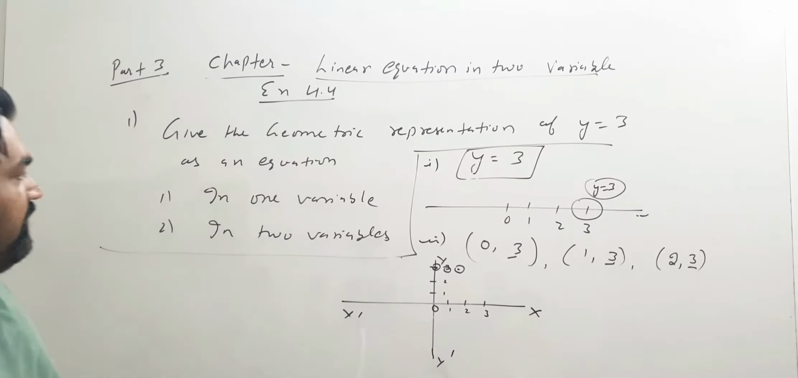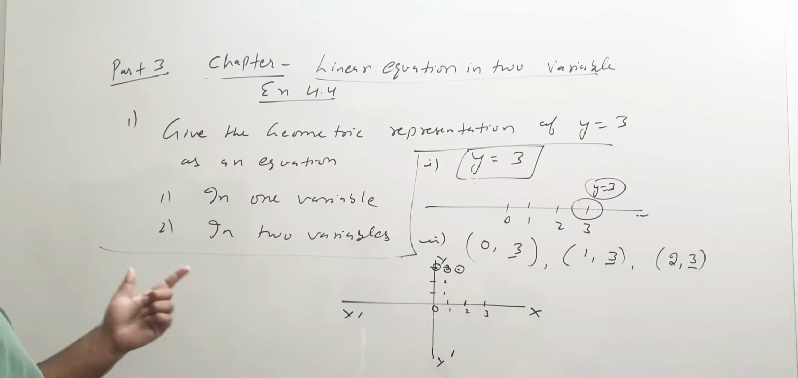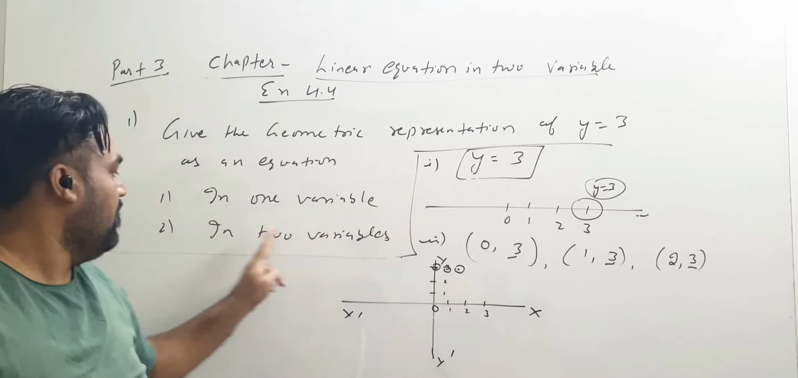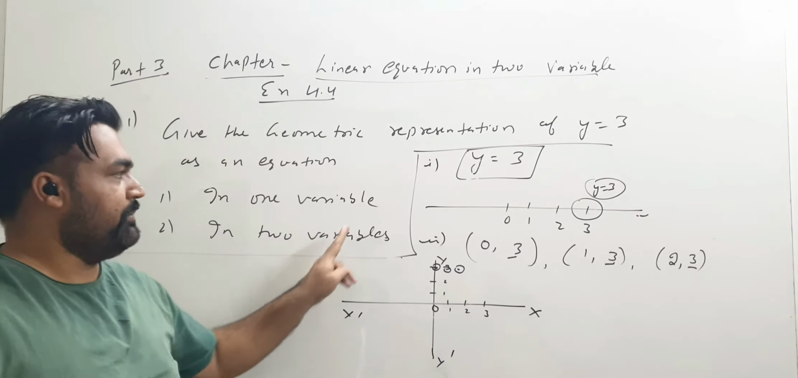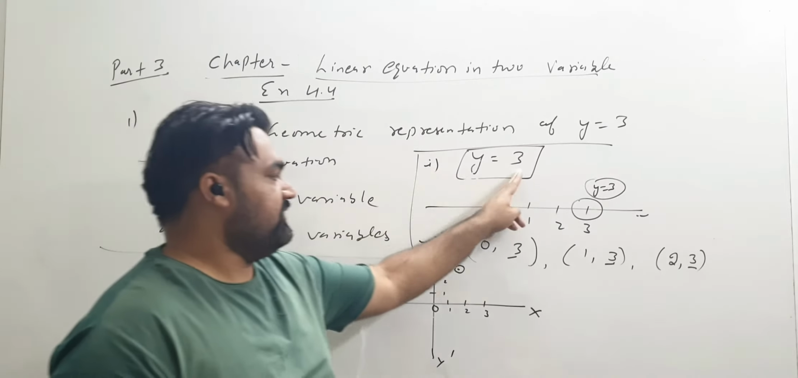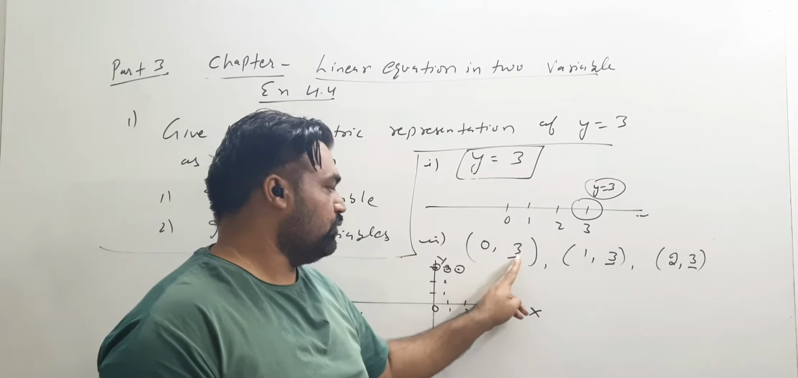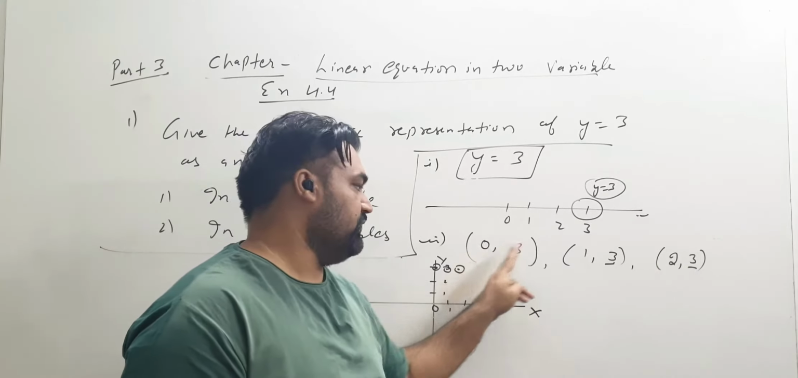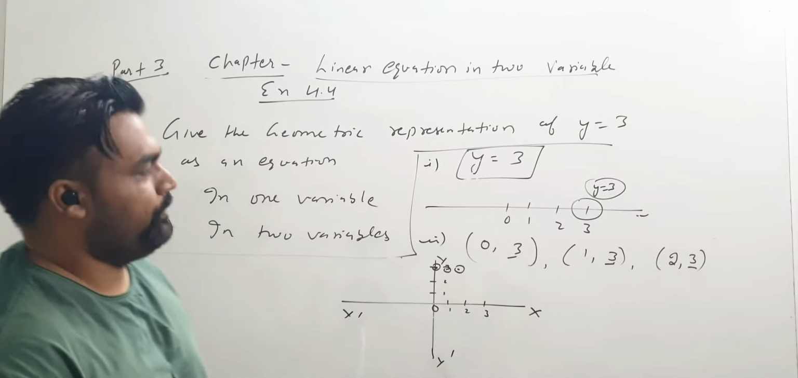So this way we can represent y equals to 3 as an equation in one variable, that is on the number line. Simple. Again in two variables, the value of y equals to 3 is given, so the value of y of 3 is fixed. We suppose the values of x, first of all 0, then 1, then 2.